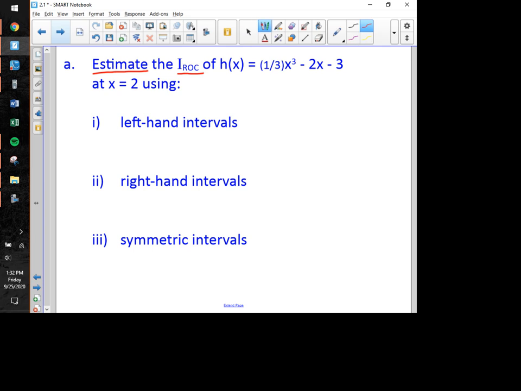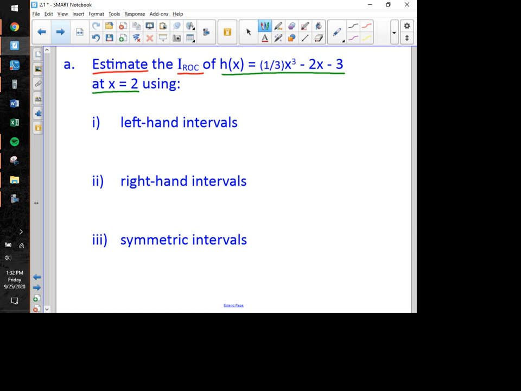So what's happened here, guys? I've given you a function. h of x is equal to one third x cubed minus 2x minus 3. And we're going to try to estimate the instantaneous rate of change of this function at one particular spot, x equals 2, and we're going to do it 3 different ways.